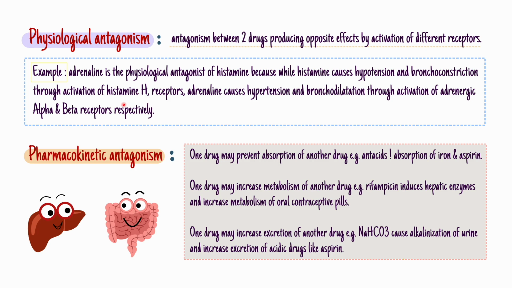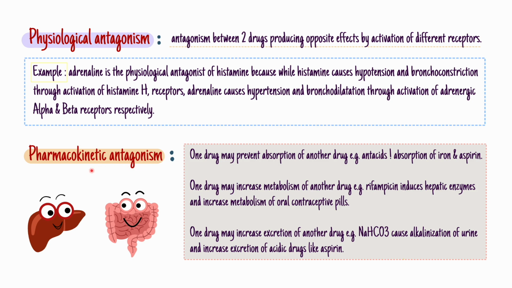In case of anaphylactic shock, histamine, which binds to the H receptors, gives the result of vasodilation and bronchoconstriction. However, if we give the patient adrenaline, also known as epinephrine, it binds on the alpha-1 receptor and gives the result of vasoconstriction. It also binds on the beta-2 receptor and gives the result of bronchodilation. 2 completely opposing responses. The fourth example we have is pharmacokinetic antagonism.